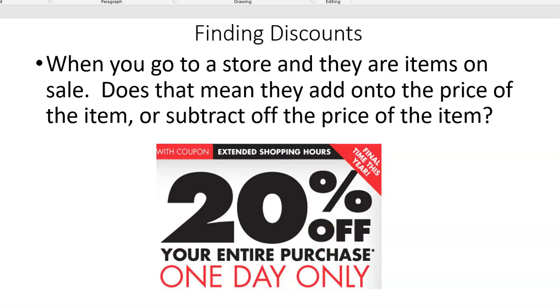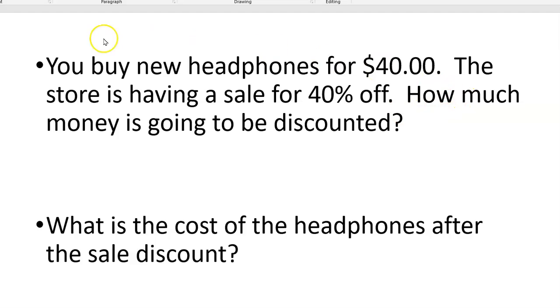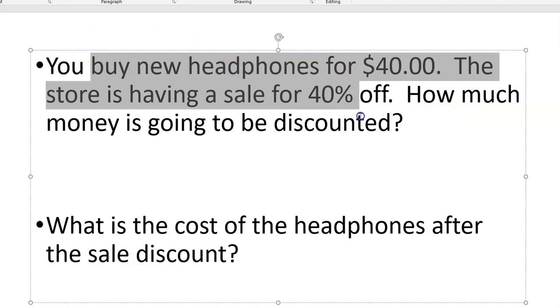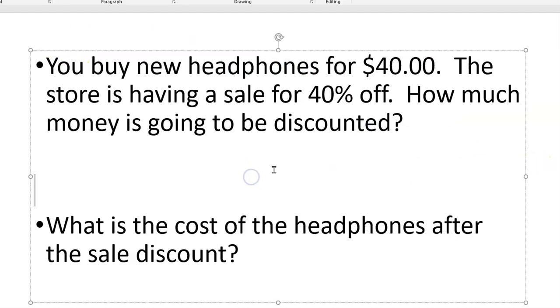The good news is it's a lot like sales tax and tips that we learned yesterday. This step is the same. So you buy a new headphone for $40. The store is having a sale for 40% off. How much money is going to be discounted? So it's the same as yesterday. Take the $40 times the 40% off. 40 times the 0.4 is $16. So you're saving $16.